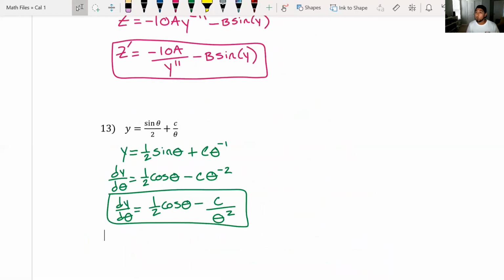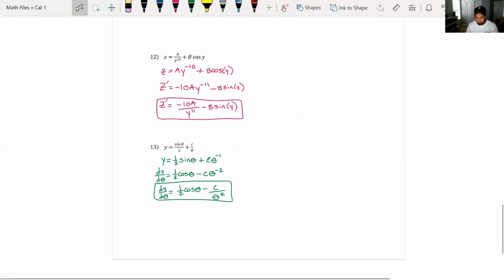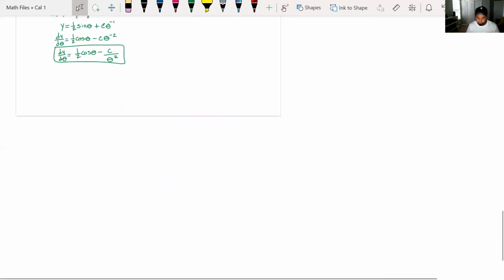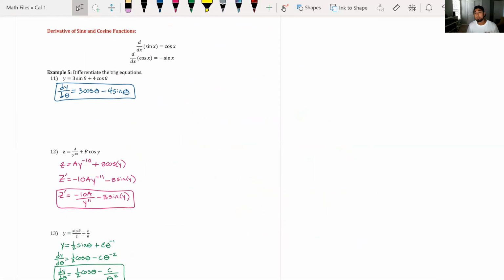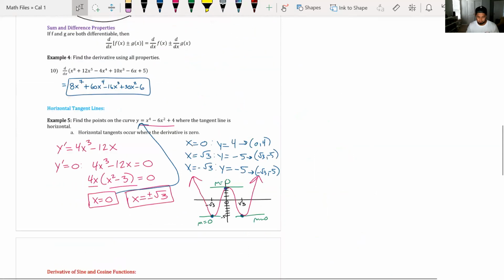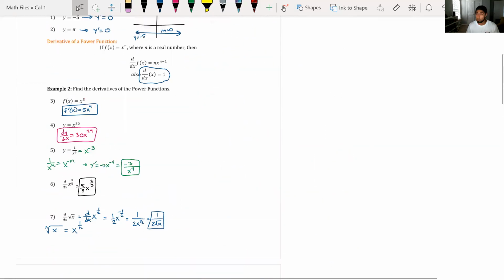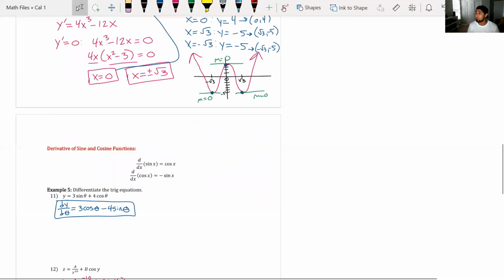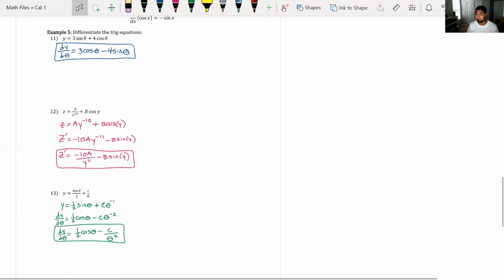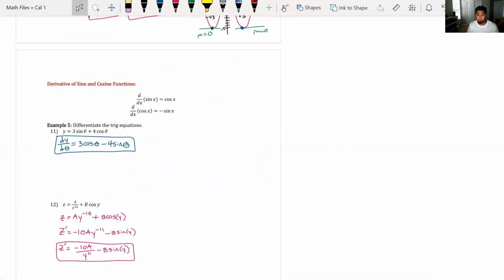And those are derivatives the short way. Life is way better now, right? So all you really have to take away from this is the power rule and the derivatives of sine and cosine. Those are important. And that's it. Done.